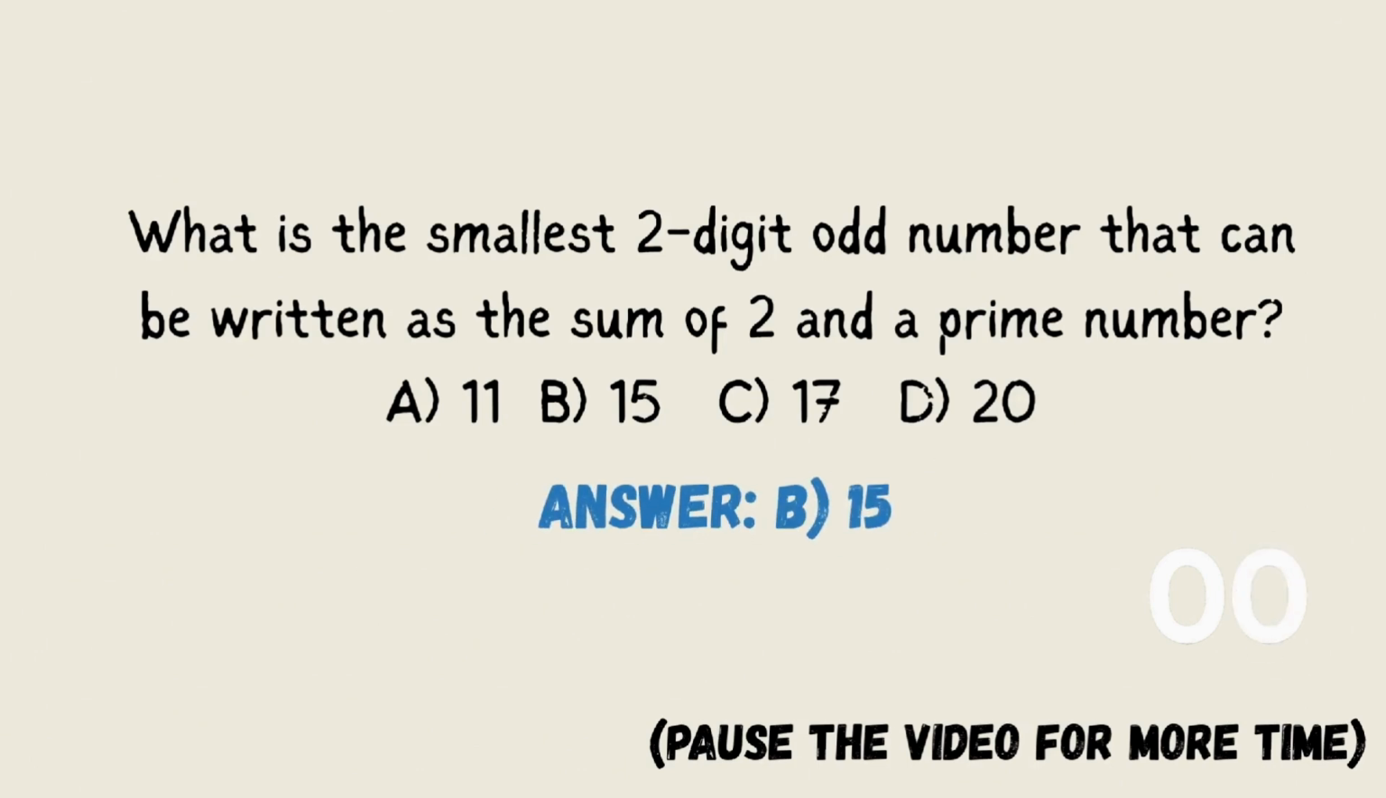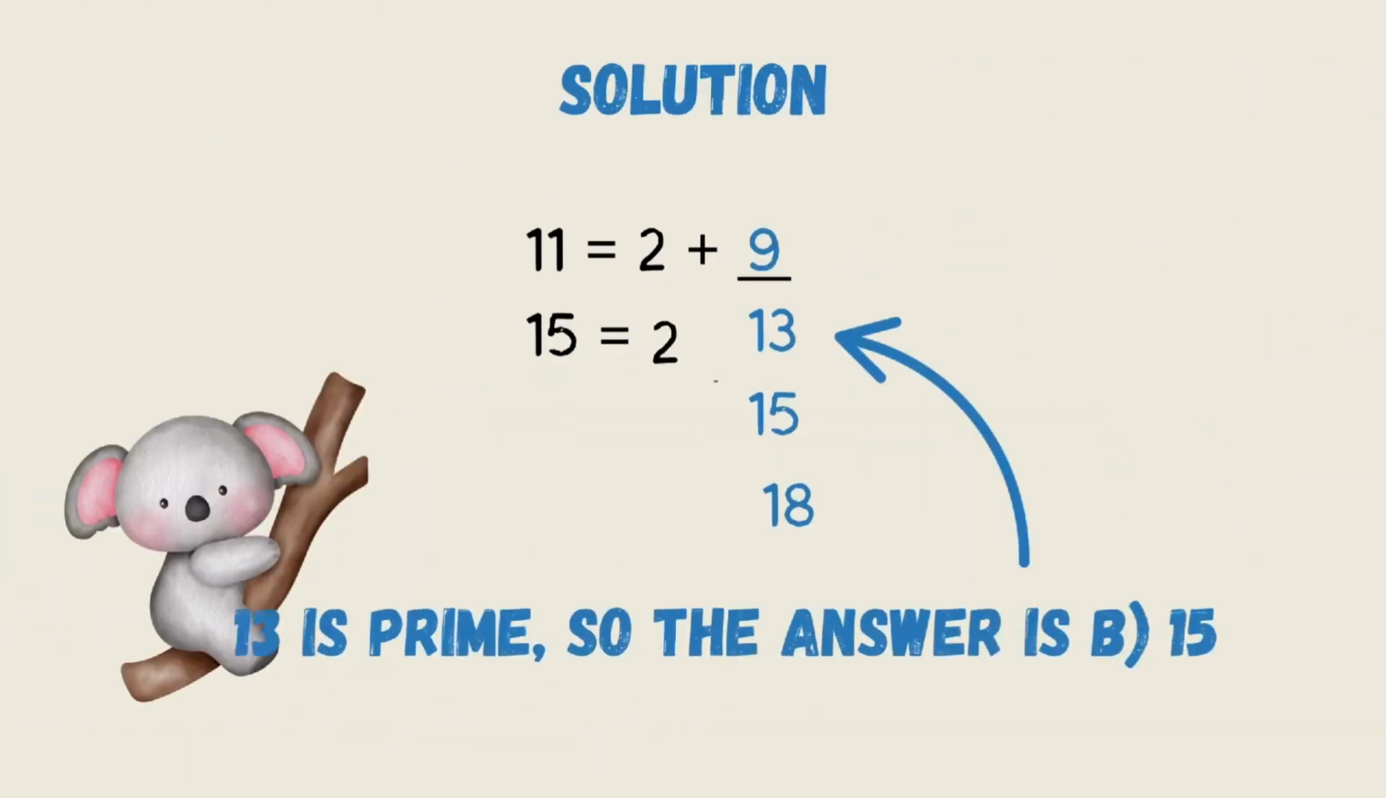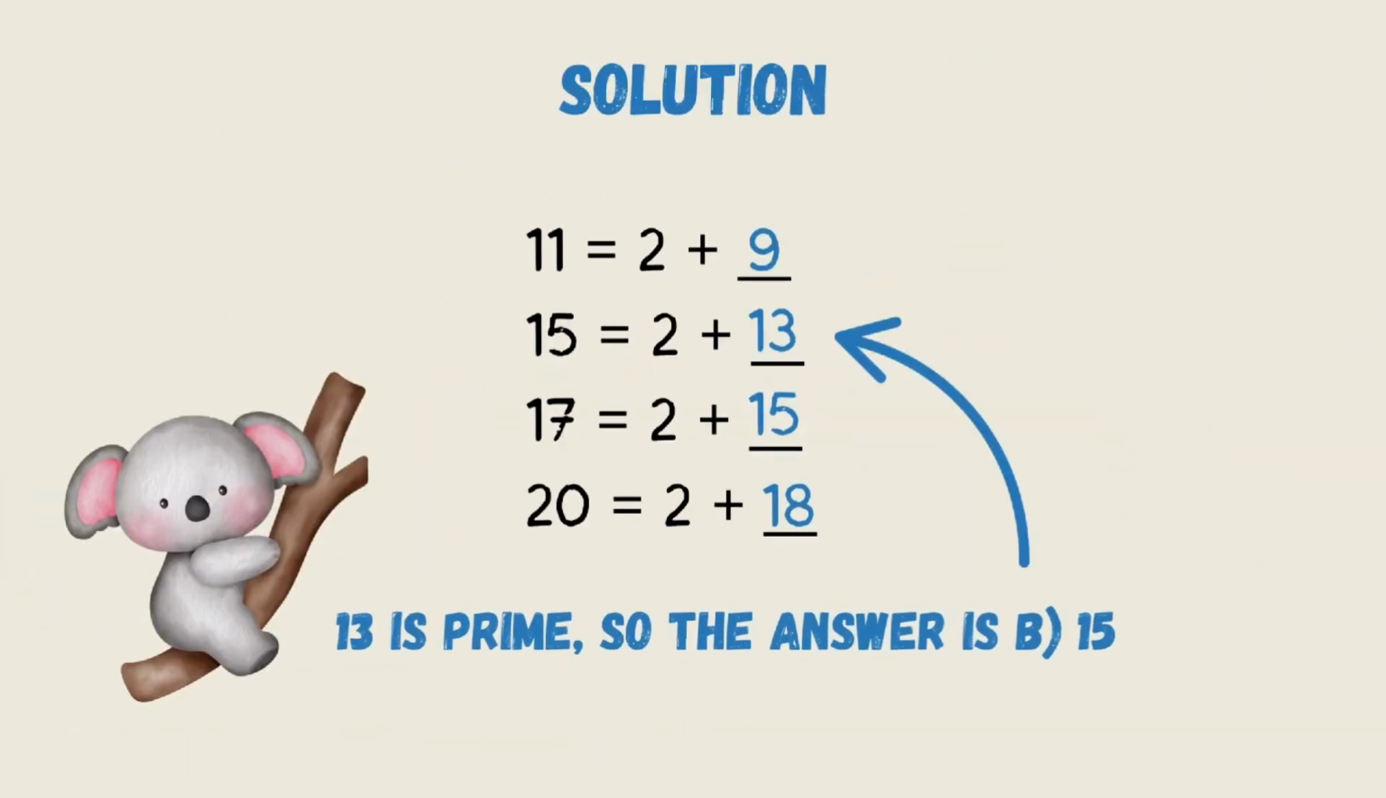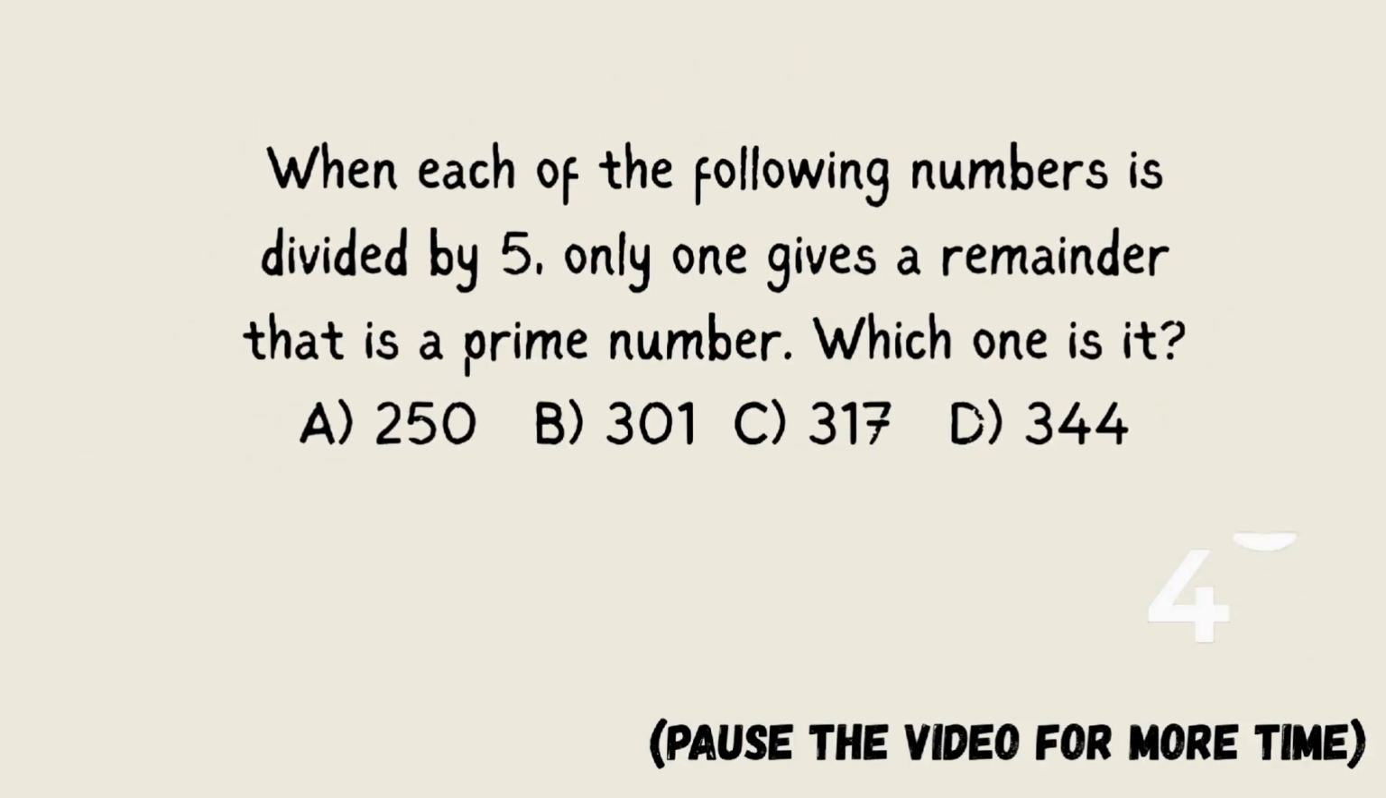And the answer here is B, 15. Out of the answer choices, if we add 2 and another number, only 15 is 2 plus a prime number, which is 13. So our answer is B, 15. And we're on to the last one. You guys are doing great.